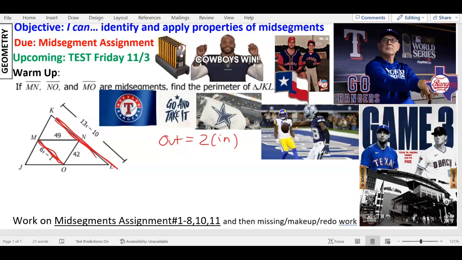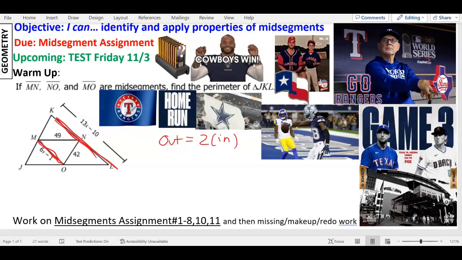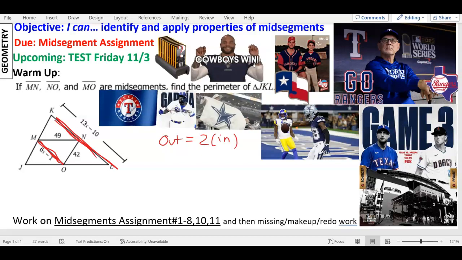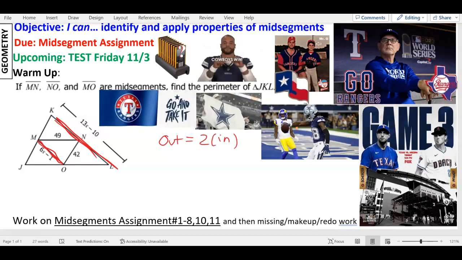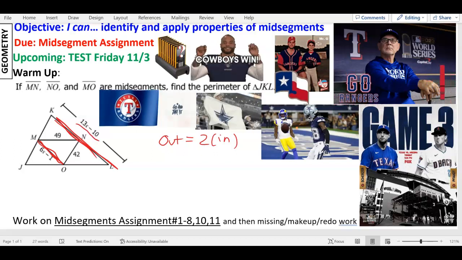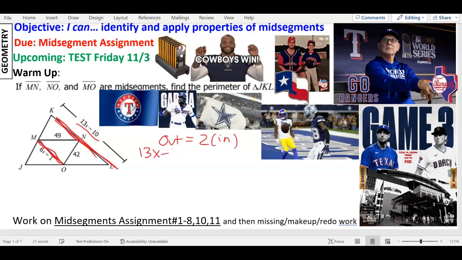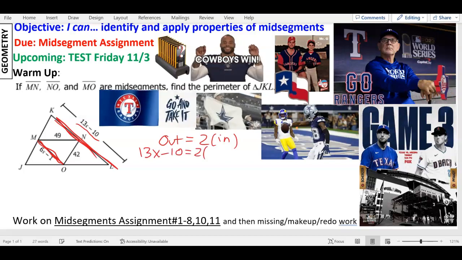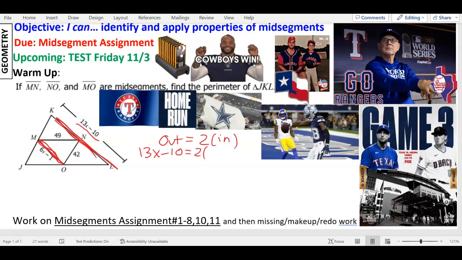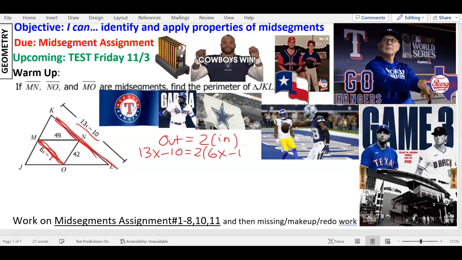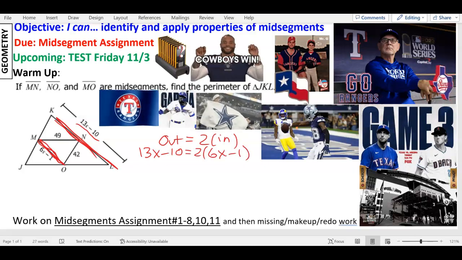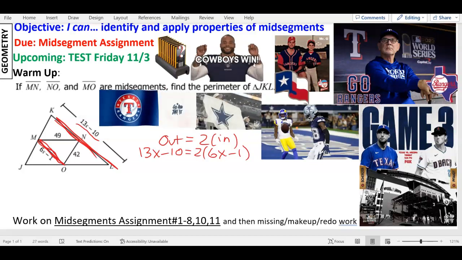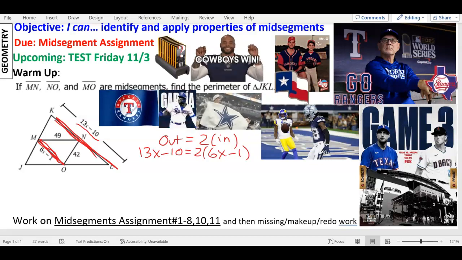On your assignment today, 5, 6, 7, and 8 are like this. That's how you set it up. So look at your notes. Let's go ahead and plug stuff in. The outside, way out here, 13x minus 10, write that down, equals 2 times, and then the inside mid-segment, that's parallel, is 6x minus 1. Okay, so outside equals 2 times inside. Is everyone clear on how to set this up?